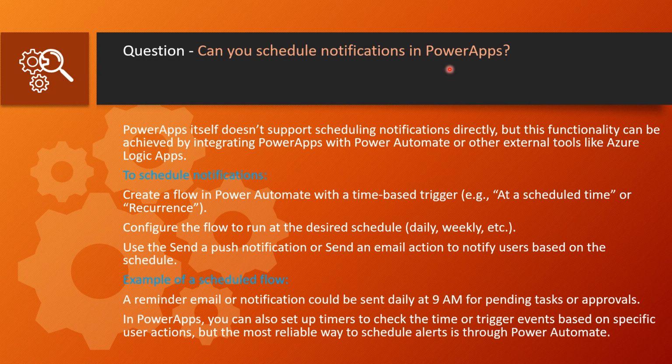What is an example of a scheduled flow? Suppose you want to send a reminder email or notification daily at 9 a.m. for pending tasks or approvals. In Power Apps, you can also set up timers to check the time or trigger events based on specific user actions. But the most reliable way is to schedule the alerts in Power Automate.